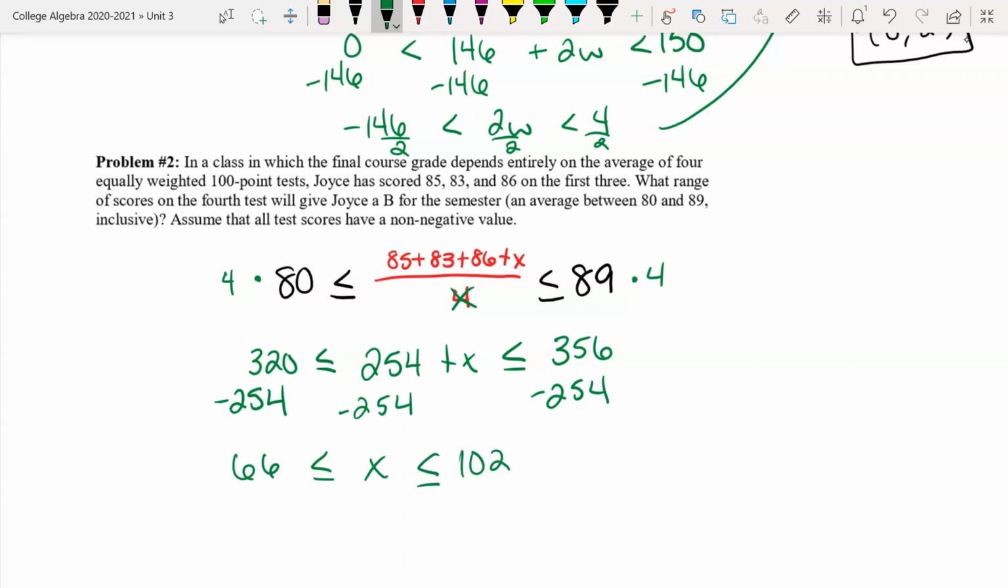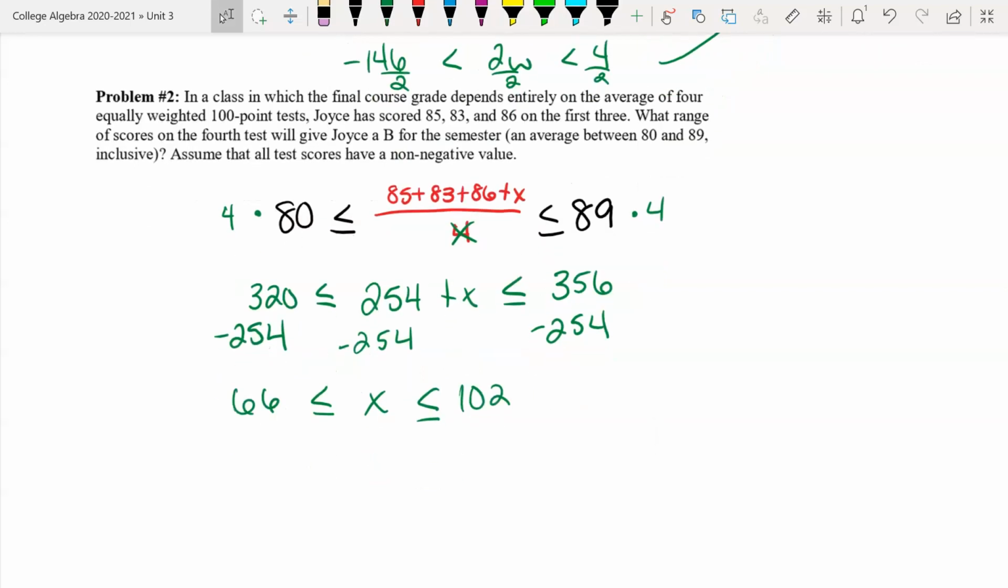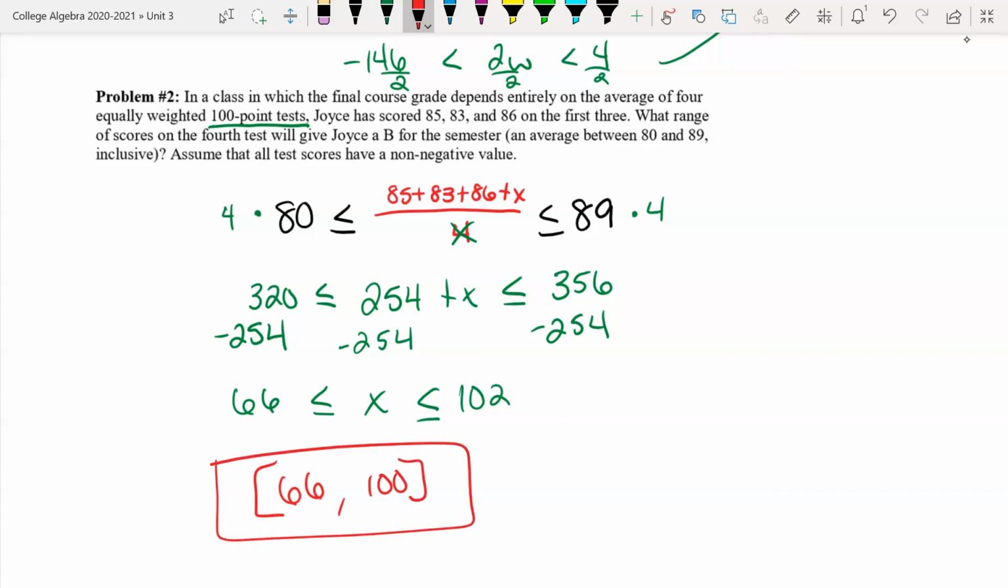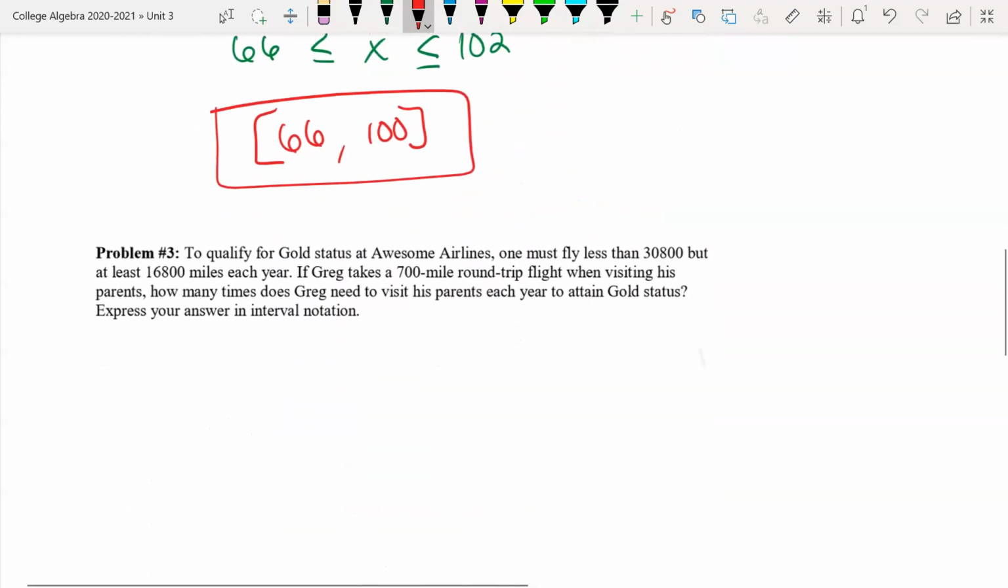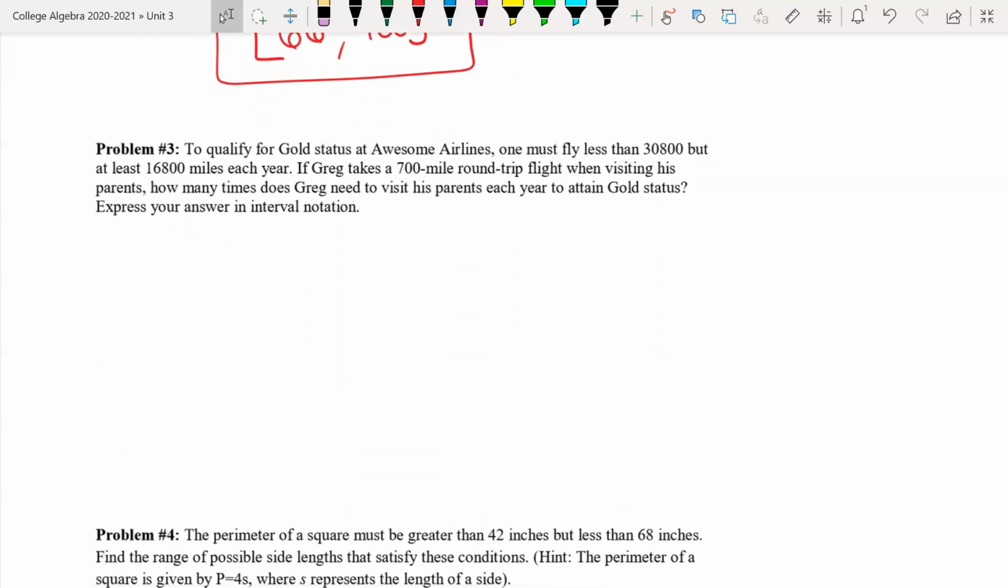But here's the thing. It says a 100-point test. Right, so you can't score higher than 100. So I'm going to say 66 bracket, comma, 100 bracket. Even though she can get 102, she can't possibly score that because it says a 100-point test. Right, so kind of like the problem before, right? You got to read the context of it. So this one says 66 to 100 is what she needs to get to have an average of B on her test. All right, problem number 3.